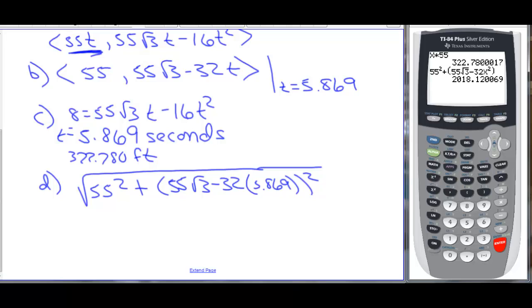What'd I do? Oh, yeah. Delete. Square. Boom. Oh, great. I know what it is. It didn't like that thing right there. Delete. There we go. And square root of answer. Boom. So 107.648 feet.